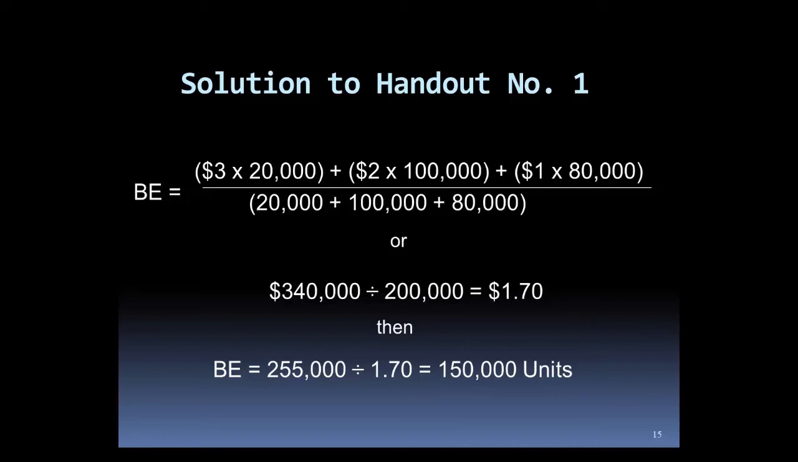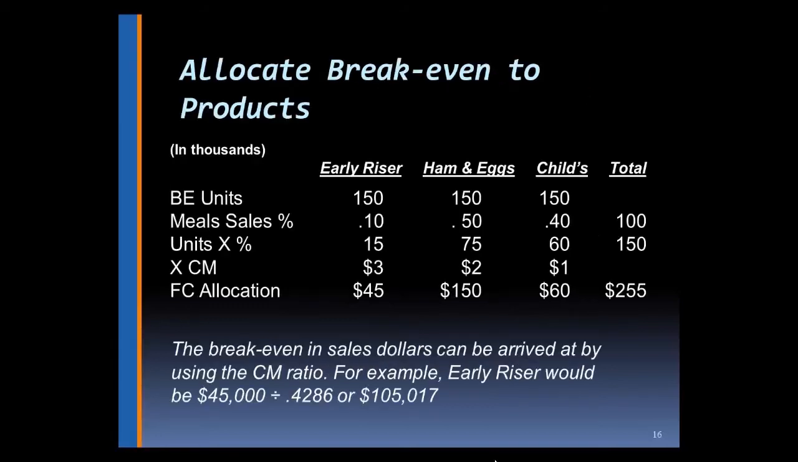So we have fixed costs of $255,000. So to get the break-even in units, we take the weighted contribution margin and divide it into the fixed costs, and we find that the break-even is 150,000 units across all products. Now, the next thing we need to do is to figure out what's the break-even going to be projected for each one of those products. So we allocate them based on the percentage of the number of meals.